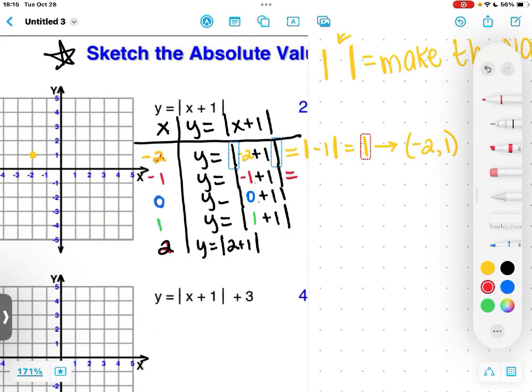Past that, we're going to keep on going. I got a -1 plus 1 because we're just going to simplify inside your absolute value first. That's going to be a 0. And the absolute value of 0 is just 0. Your next point would be a -1, comma, 0. So going to the left 1 unit, going up or down none. Next point I have is a 0 plus 1, which is the absolute value of 1. Well, this is just 1. Making the point 0, comma, +1.